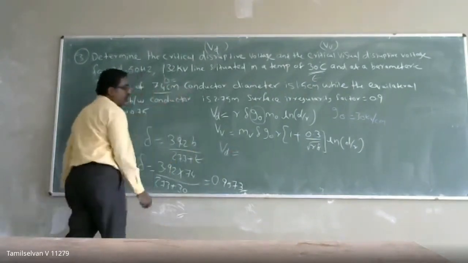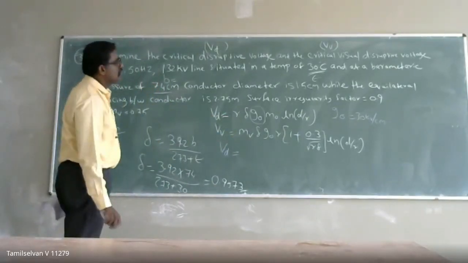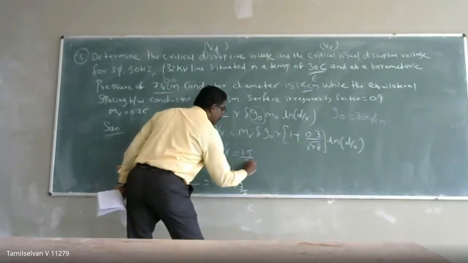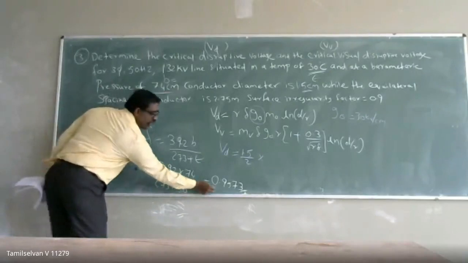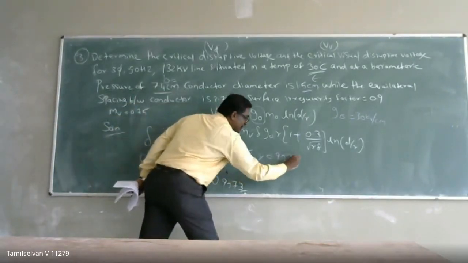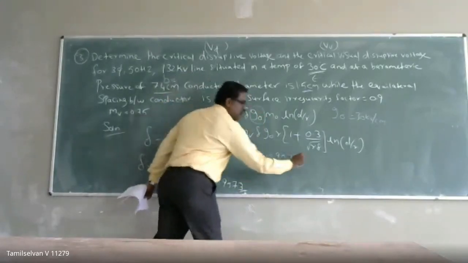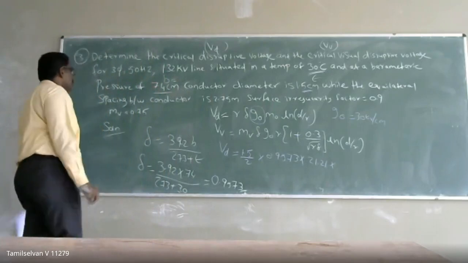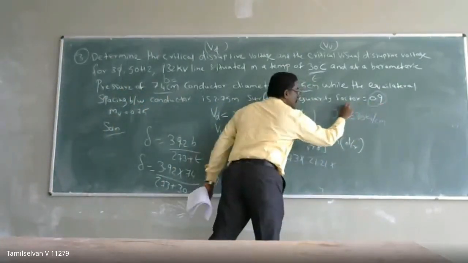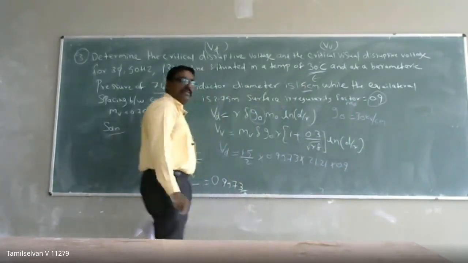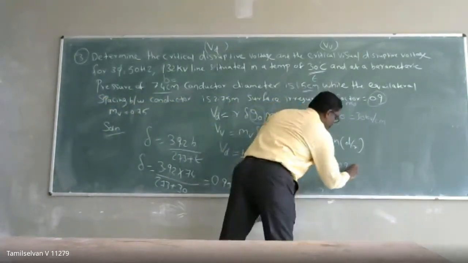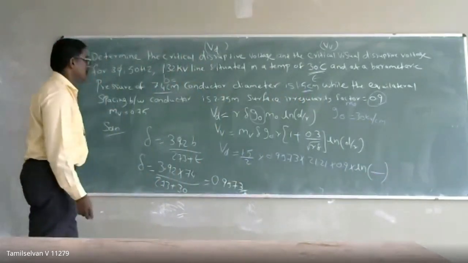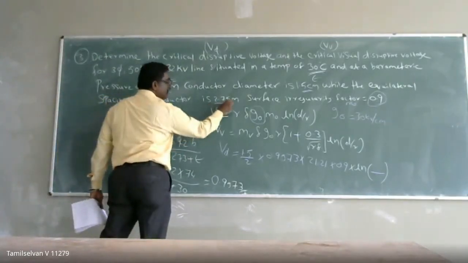My critical voltage will be equal to the value of 1.5 divided by 2, delta 0.997 into G naught, 21.21, M naught the regularity factor, sorry, distance is 2.75.